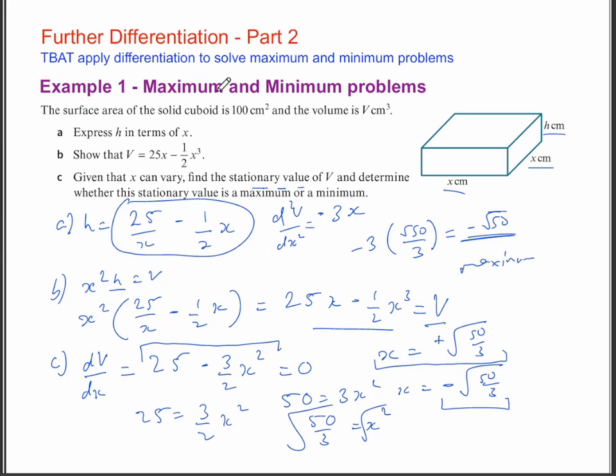What this tells us is when you have a surface area of 100 centimeters squared, the maximum volume you can have for this cuboid right here is going to be when your x value is root 50 over 3.